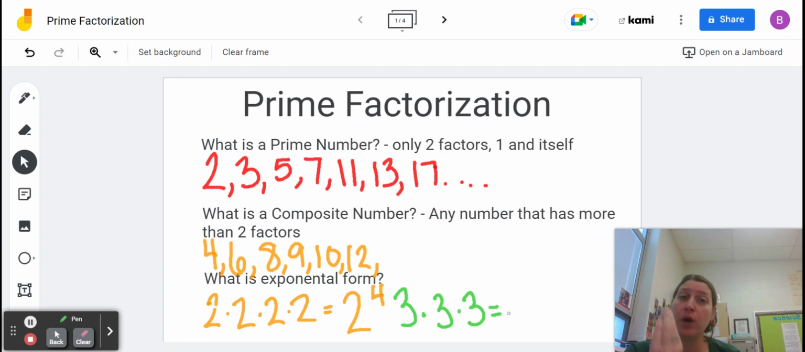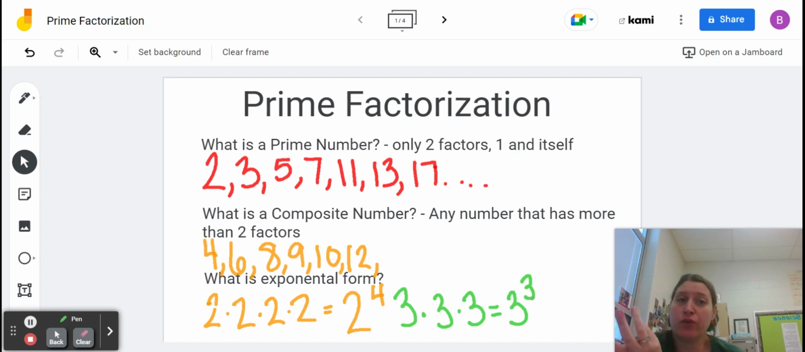I'm going to ask myself, what number do I see? And that's going to be my base number, the big number. So I see a 3. And then my exponent is how many times I see the 3. So in this case, I see the 3 1, 2, 3 times. So then my exponent is going to be 3. So 3 to the 3rd power.